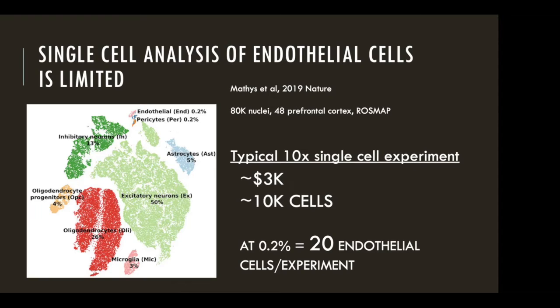So in the end, these experiments, which were pretty comprehensive, only ended up with about 20 endothelial cells per 10x experiment. And since these 10x experiments are really pretty expensive, it's a very, very low yield of data for the cost. And so we wanted a way to get some better and more informative data from the samples.